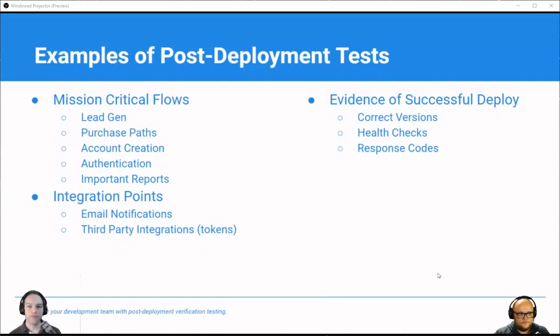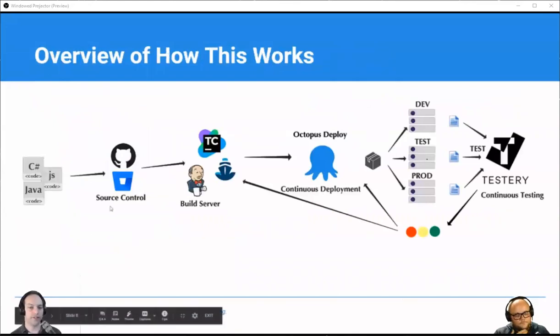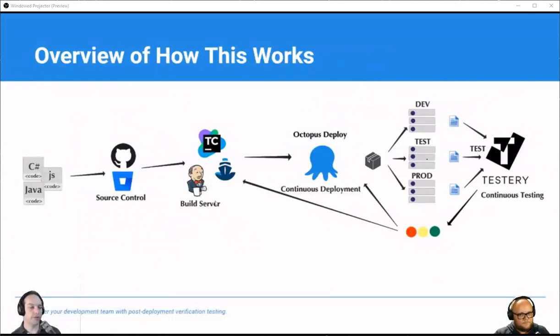So if you've decided you want to set up post-deployment tests, now the question becomes, how do I do that with Octopus Deploy and Testery? So the way that this works is you have your tests and you have your code living in source control the way that it normally does. You have your build server, which assembles your test artifacts as well as your production artifacts.